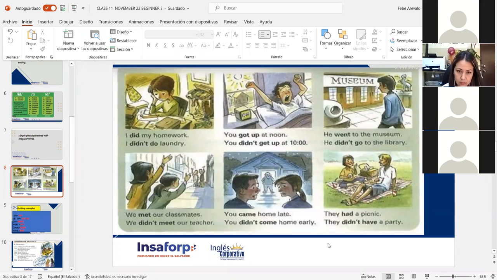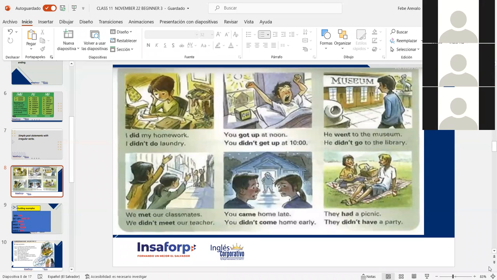Let's see if we have Patty. If not, let's go with Jenny Romero. Please, Jenny, tell me the vocabulary, the sentences in affirmative and negative. Okay. I didn't do my homework. I didn't do laundry. You got up at noon. You didn't get up at 10. Yes. He went to the museum. He didn't go to the library.